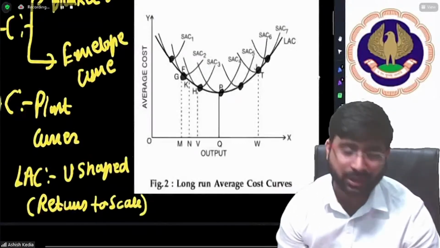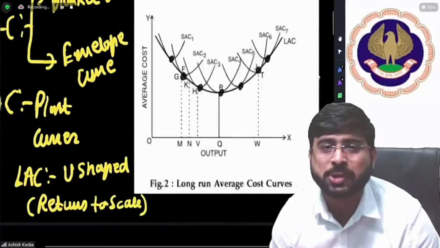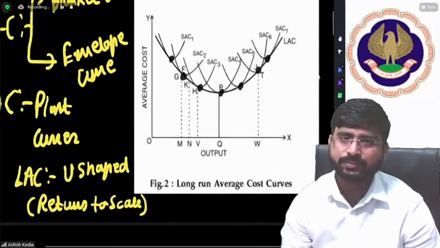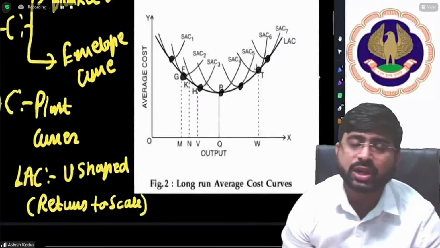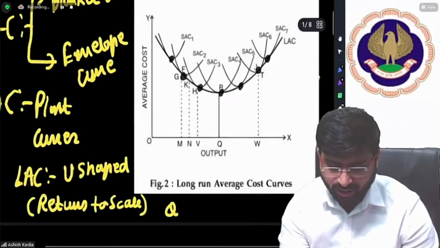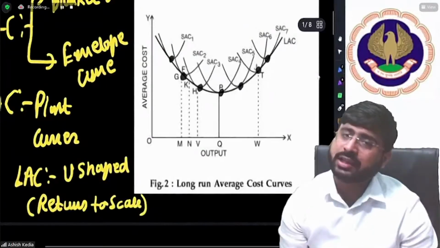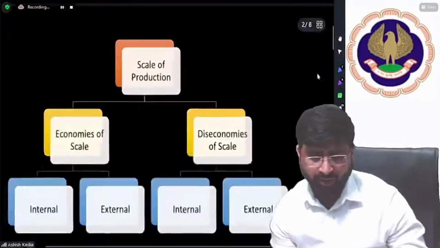Acha, is that so, sir? Yes, my dear friends, that is so. So here you have it, the LAC curve is U-shaped due to returns to scale. Absolutely, sir. Fantastic. Sir, with that being said, what next? The question is, what next? First of all, if they ask you why, then you will answer due to returns to scale. U-shape because of returns to scale.